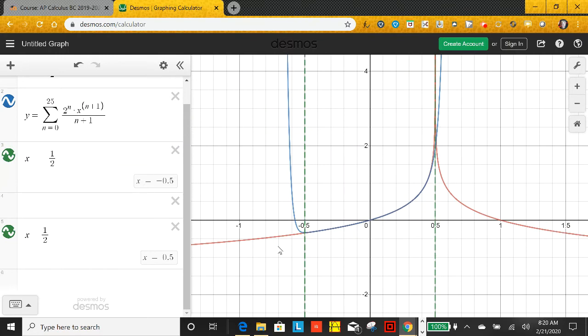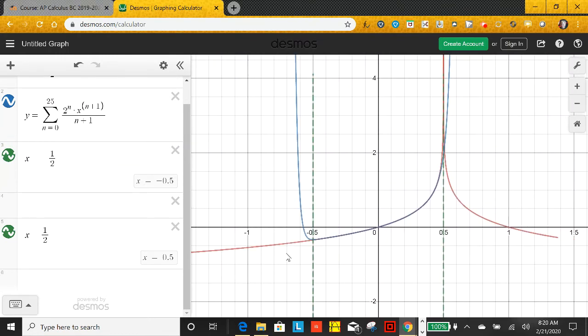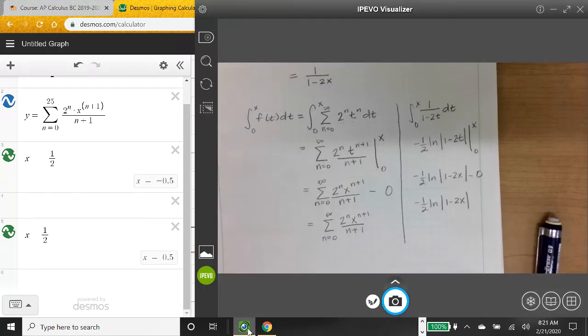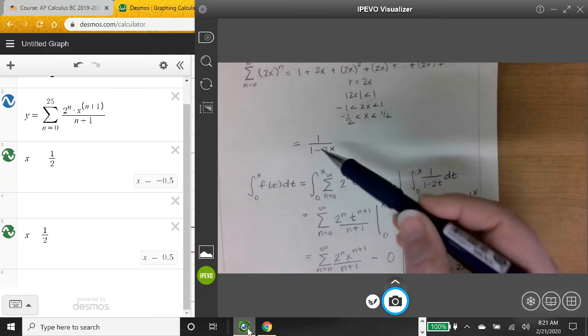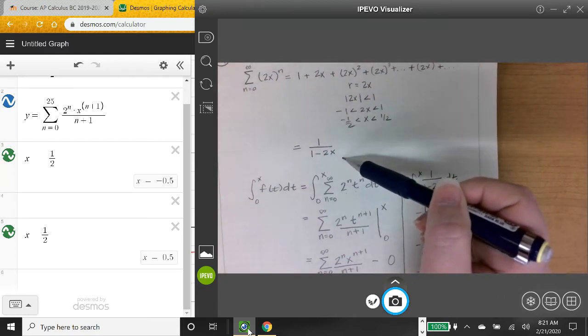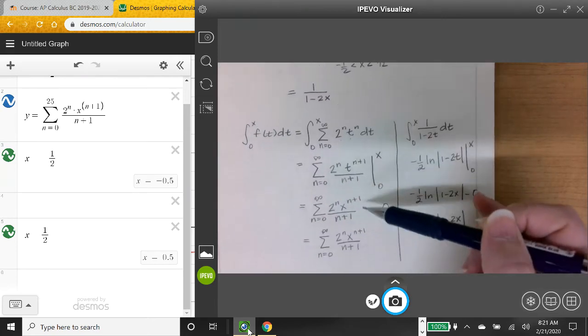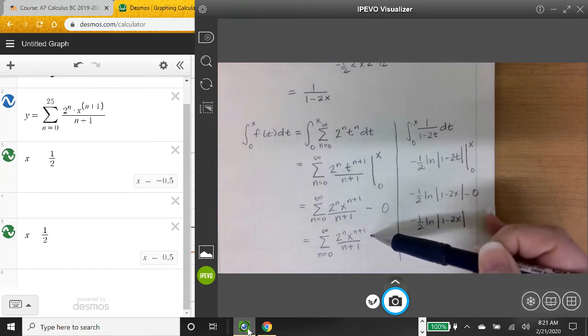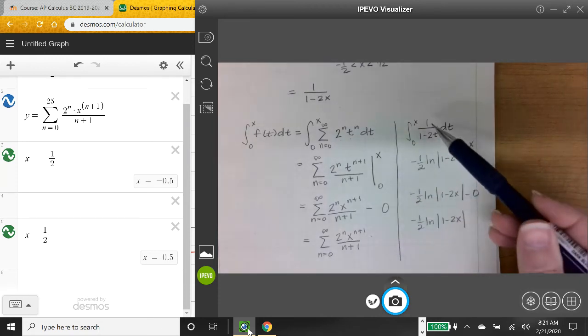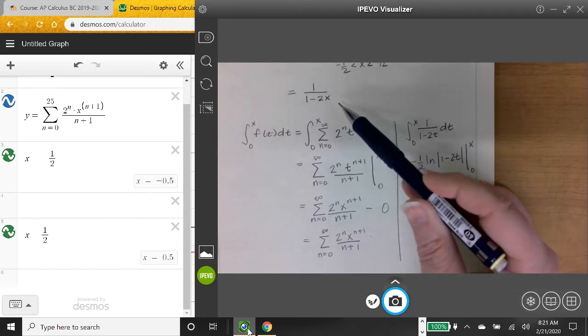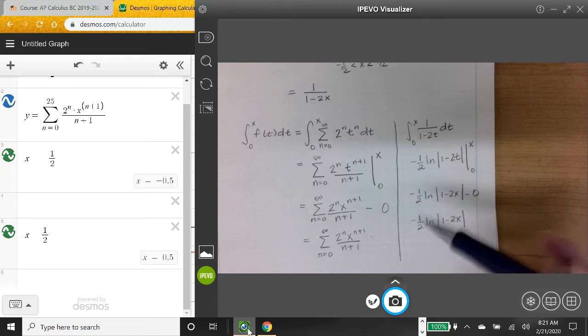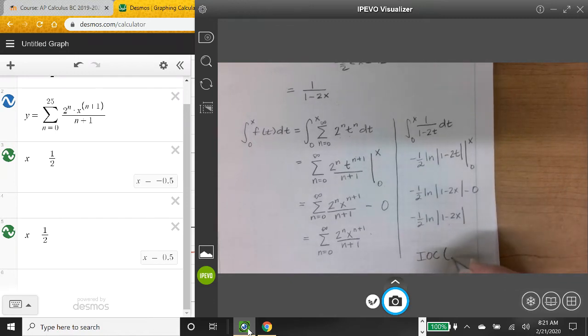And so what did we do? It helps if I undo my mouse here. We took a series that we had for 1 over 1 minus 2x, and we integrated the summation, power series representation for it, and got another power series that represents the antiderivative of the very function we found in exercise 21. And you'll see between the IOC here of negative 1/2 to 1/2, they match pretty darn well. All right, so that's number 31.